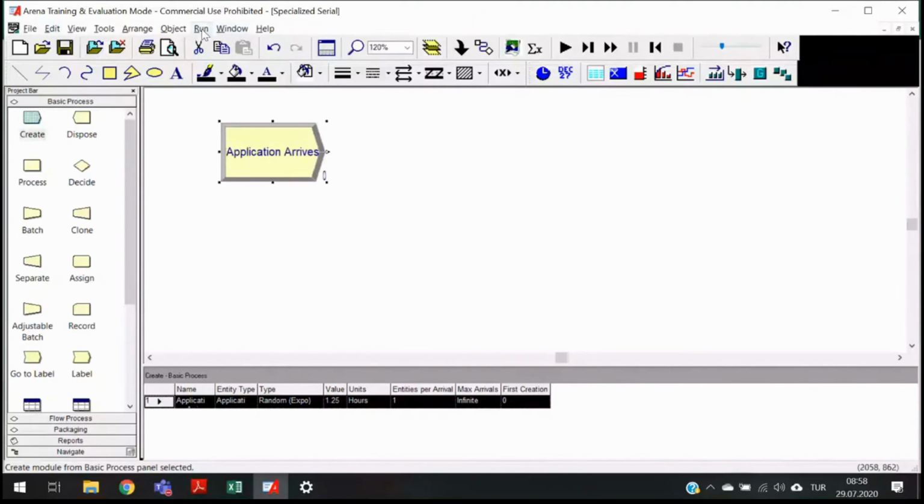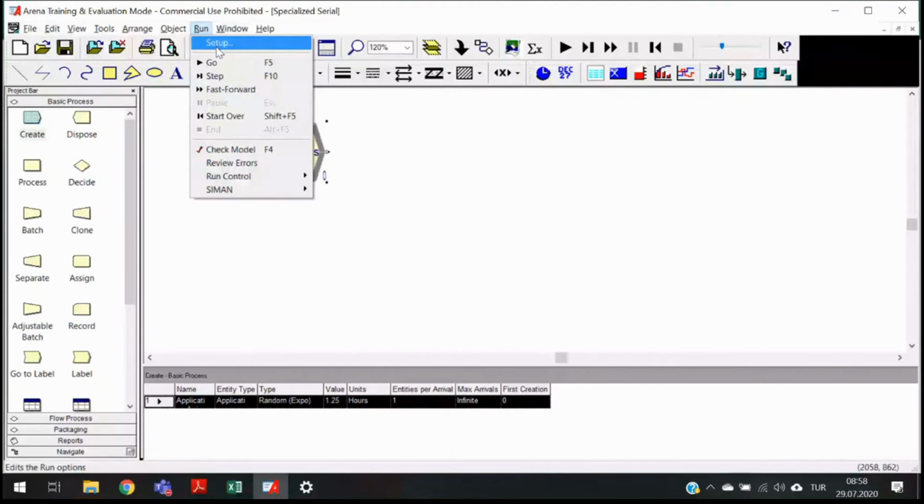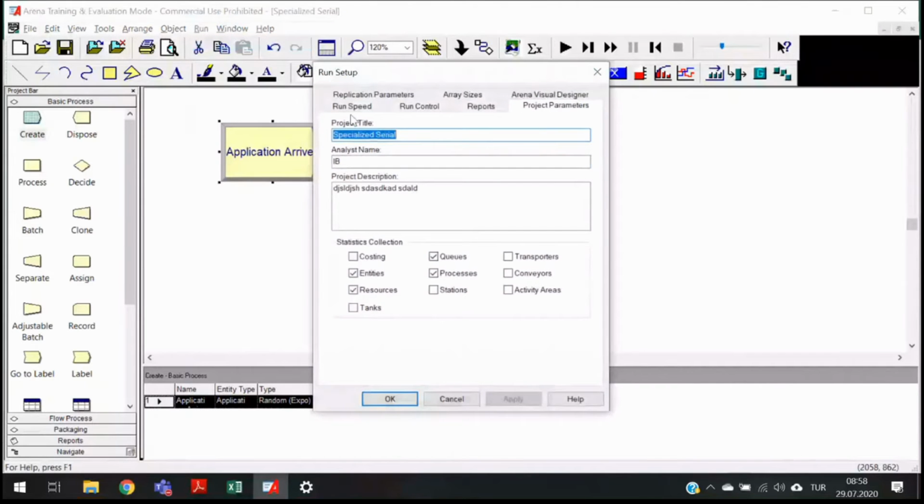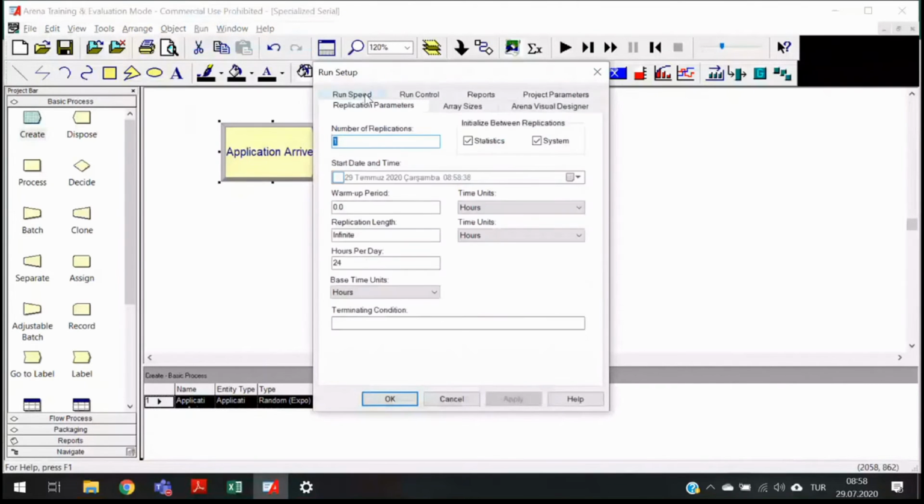Okay. Now let's click on run again, and in run from setup, we choose replication parameters. So in this simulation, the replication length will be 160 hours. Remember, this is the length of the simulation, and there will be only one replication. Okay? And the base time units is hours.